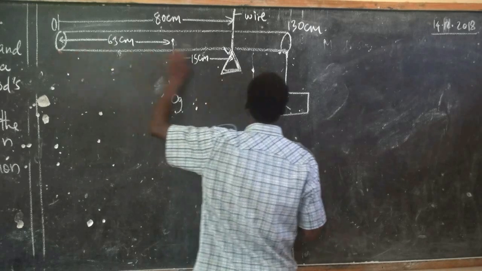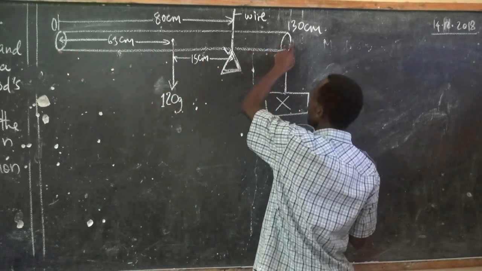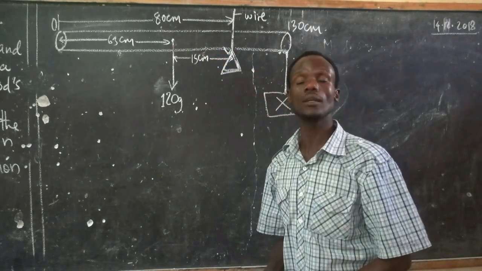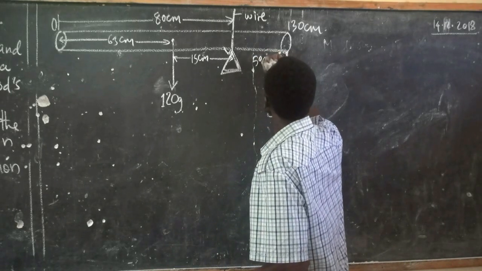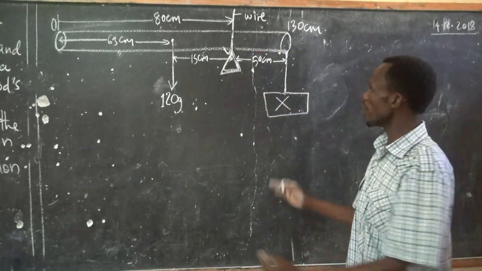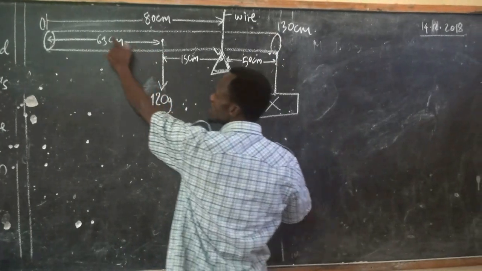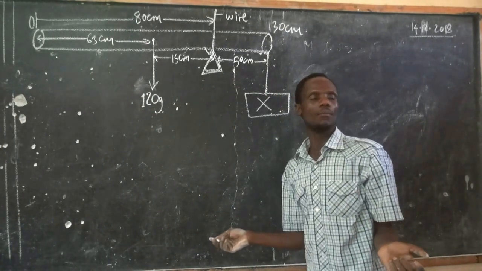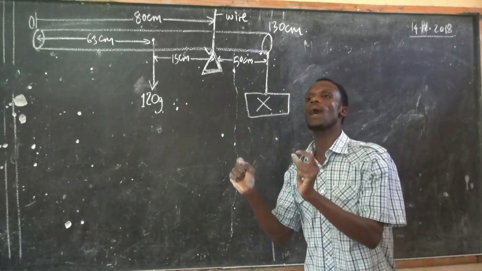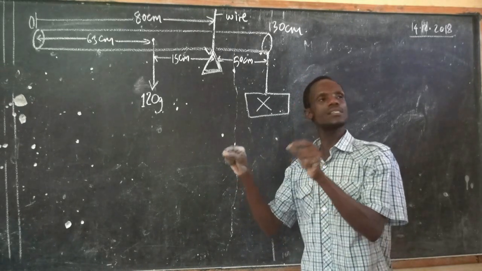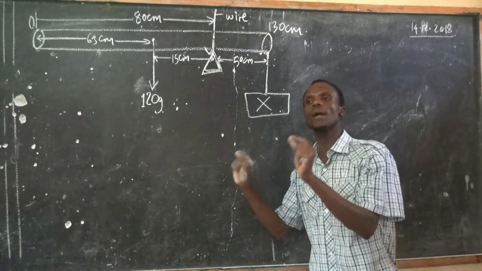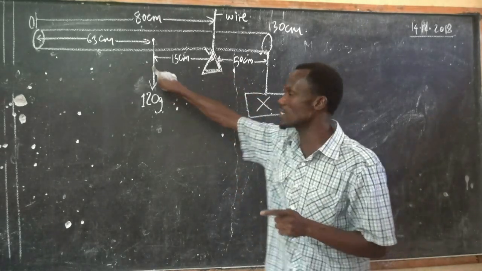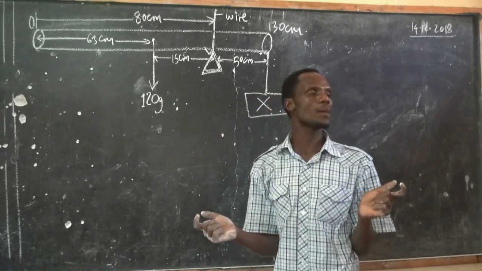But the length of the whole rod is 130. Now from here up to here is equal to what? 130 minus 80, which is equal to 50. Now here it is 50 centimeters. Now the work is over. We don't deal with this centimeter, 30 centimeter. They are just there to help us to get the distance from the axis of rotation to where the mass is placed. The only distance that we deal with is the distance from the axis of rotation to where the mass is placed. We don't deal with the other distances apart from that.